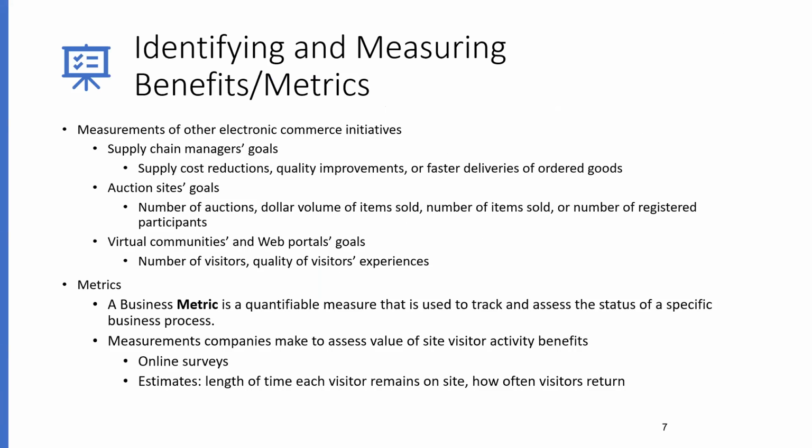So these are types of analytics that you can look at. For supply chain managers, they look at supply cost reductions, quality improvements, or faster deliveries of ordered goods. You can measure all of that. Supply cost reductions through financial statements, quality improvements through customer satisfaction, faster deliveries through just tracking shipments. And tracking all of this is very important. You can figure out how you're doing.